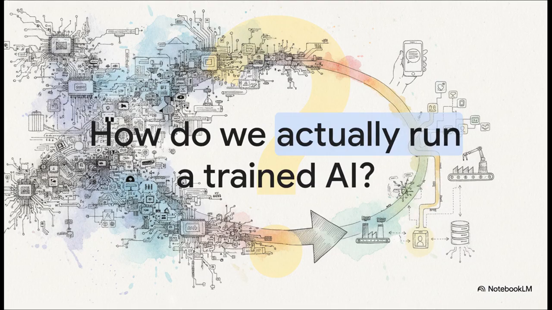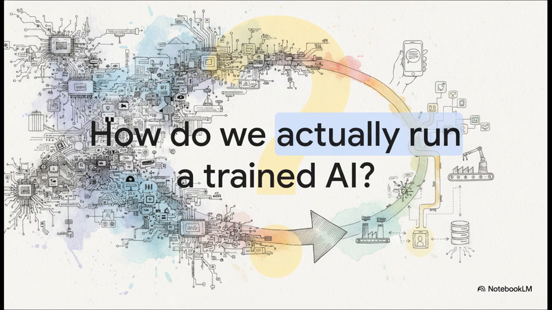We know exactly how to train AI, but how do we actually run it? For the past few years, the massive, resource-heavy process of training models has absolutely dominated infrastructure discussions. It gets all the funding, all the attention, all the headlines, right? But training is really only half the battle. Once your model is fully trained, you actually have to deploy it to answer questions, analyze data, and interact with users in the real world.